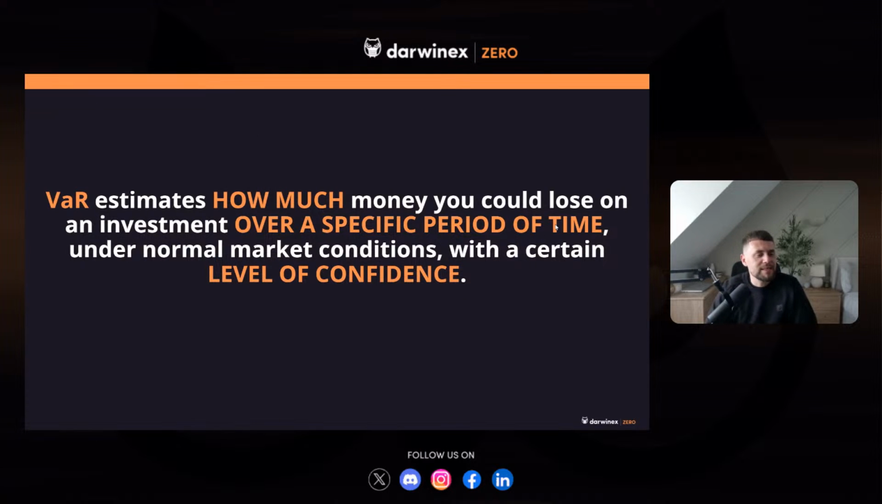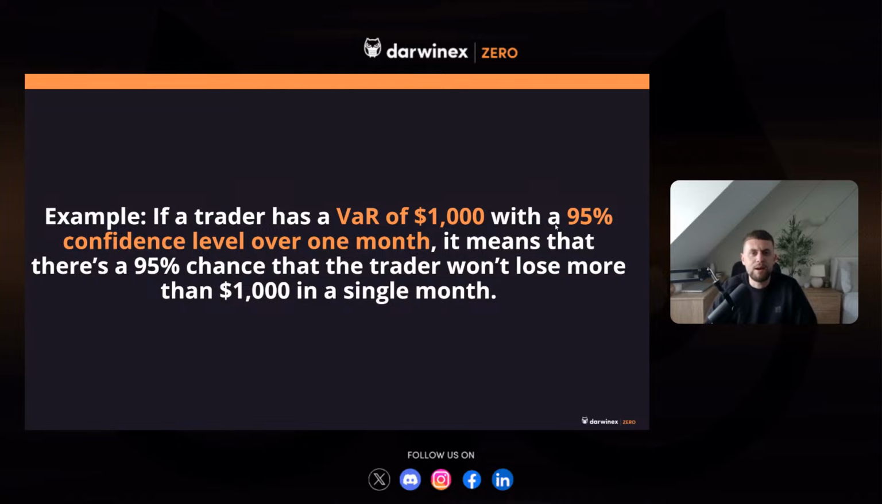So value at risk estimates how much money you could lose on an investment over a specific period of time under normal market conditions with a certain level of confidence. Now, I know that sounds a little bit like mumbo jumbo, so we do have an example to kind of break it down and make it a little bit easier to understand.